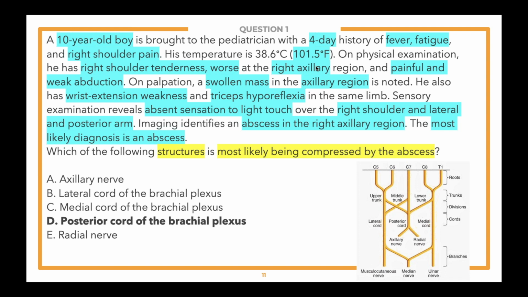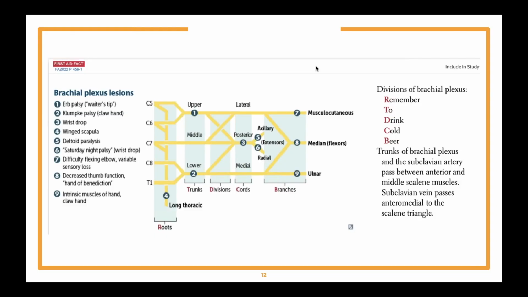Okay. Now, let's take a look at the next slide, and this is our nice brachial plexus, a very, very high yield image and diagram. You can see there how damage to the posterior cord would affect both the axillary and the radial nerves, and you can see there specifically how that could lead to issues with the deltoid muscle, but also wrist drop.